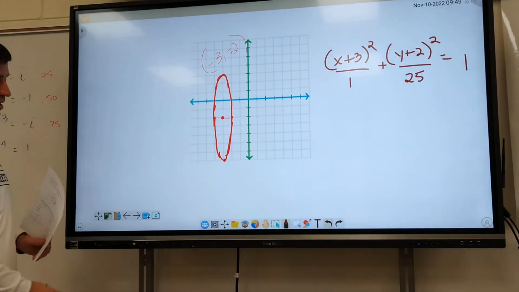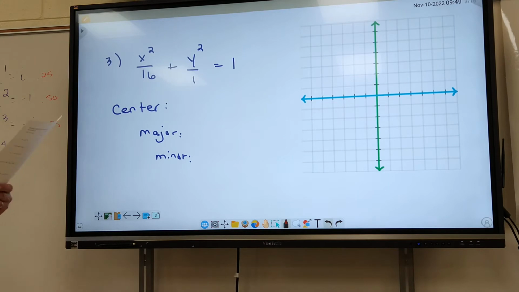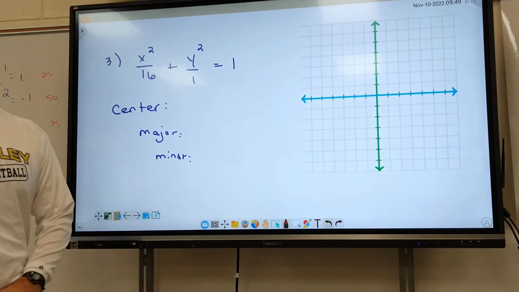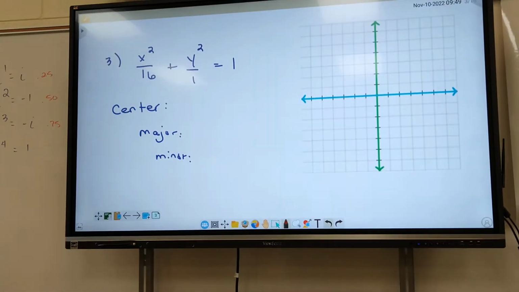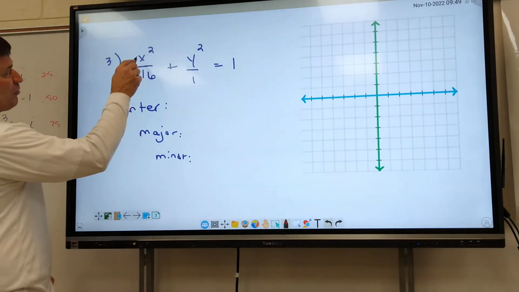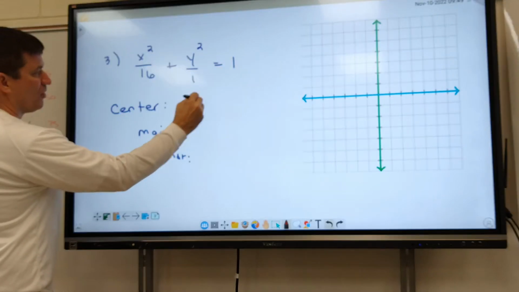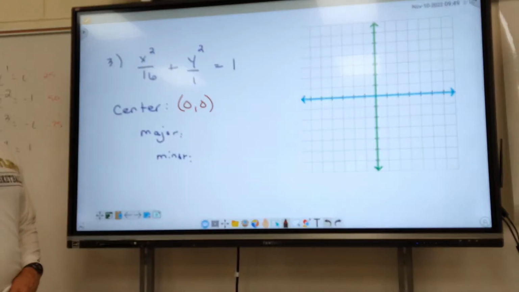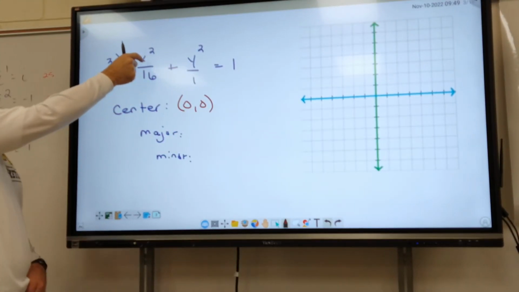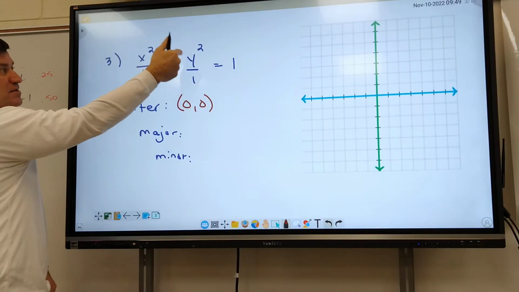Let's go to number 3. All right, number 3 is already set up in standard form. 3, 4, and 5 are all in standard form. How do we know by looking at them they're in standard form? Because it says equals 1. All right, so Jason, what's my center going to be if I don't have any parentheses? Good. 0, 0. So Hannah, if you don't have parentheses up top right here, it's just 0 on the x and 0 on the y.